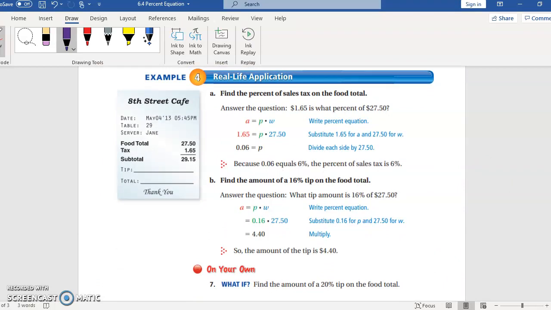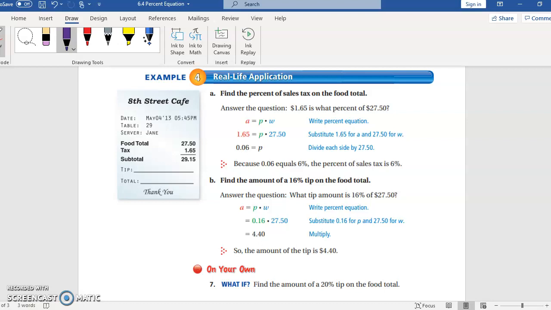Okay, last example. Find the percent of sales tax on the food total. To answer the question, $1.65 is what percent of $27.50? Set up your equation, plug it in. 1.65 is your part, 27.50 is your total. What percent is that? It is 6%.